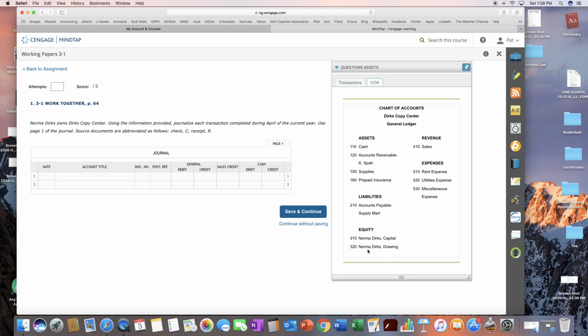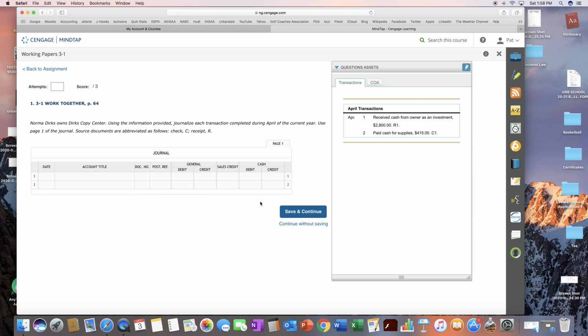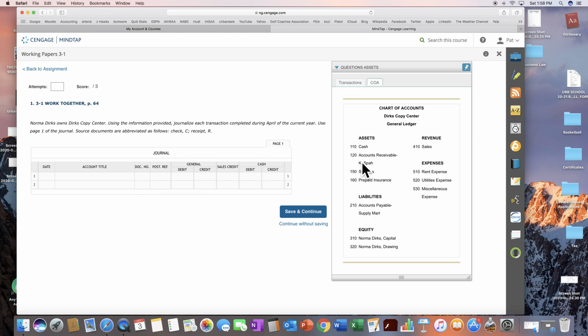So she took money out for equity in the form of cash for personal use. It'd be drawing or cash, accounts receivable. This person's going to charge some things to us. We're going to buy some things on account to Supplies Mart later. We have a few rents, utilities, miscellaneous expenses. And all that's set up because we're going to use this for all of our sections this chapter. We're not using all these right now.